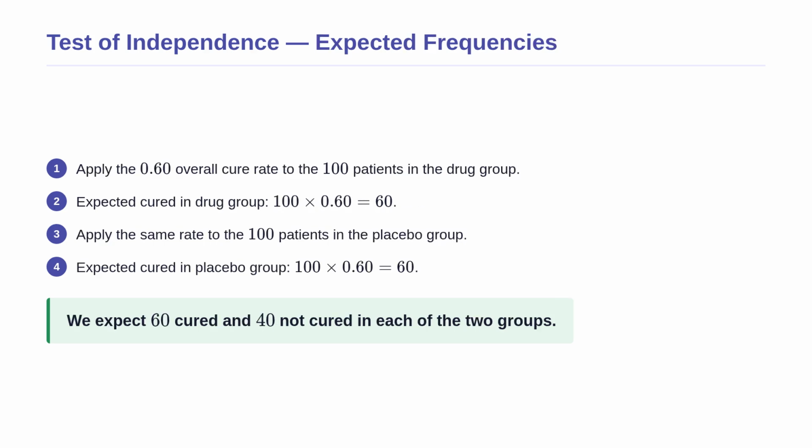Using that overall 60% cure rate, we can now build our expected frequencies. We take the 100 patients who received the drug and multiply by 0.60. This tells us that if the drug is completely ineffective, we should expect exactly 60 patients in this group to heal naturally. By the exact same logic, we apply the 60% rate to the 100 placebo patients, giving us 60 expected natural healings there as well. Since each group has 100 people, this leaves 40 patients expected to not heal in each of the two groups. We now have our perfect zero-effect baseline ready for comparison.